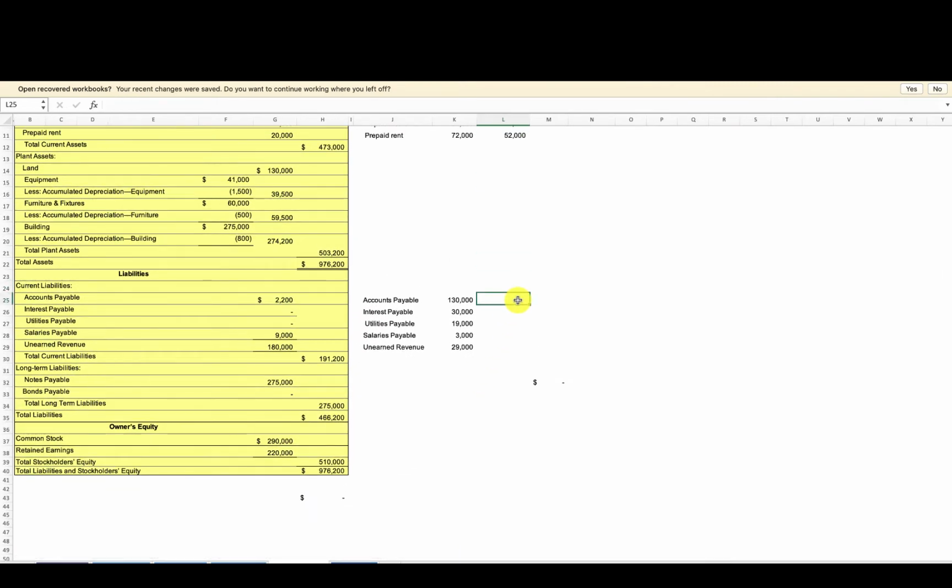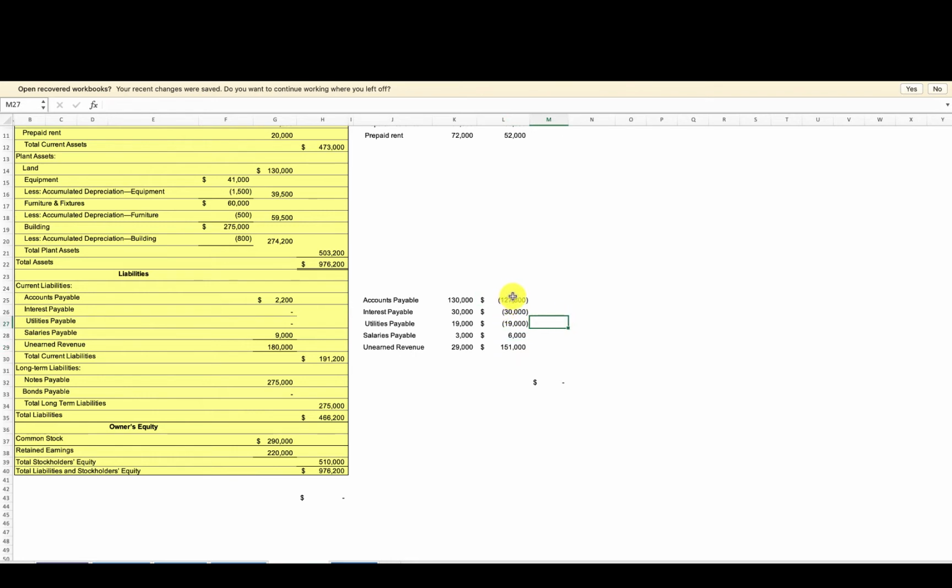So I look at this, right? So here was a decrease of $127,800. So if it's a decrease, we subtract. Here we have another decrease for interest payable of $30,000. Another decrease, utilities payable of $19,000. Here we have an increase of $6,000, and for unearned revenue, we have an increase of $151,000.